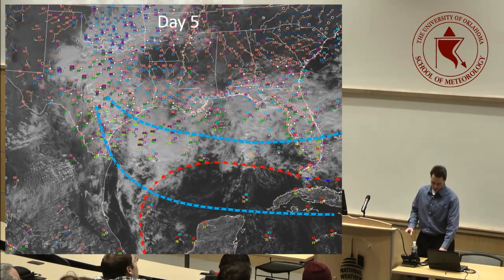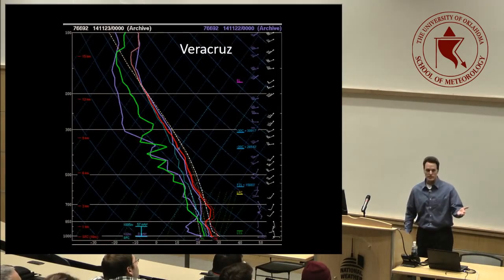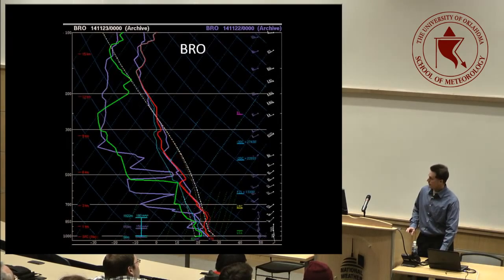It's air that's, again, not too much different than the previous days. Now, in this one, we were missing the Cancun sounding, but it doesn't really matter. They're down deep in the tropical air. Veracruz is now starting to look almost tropical with a low 70 dew point. 71 degrees is what that is at the surface. Looks a little bit like Cancun did the day before.